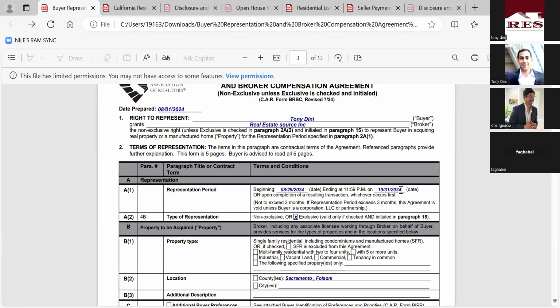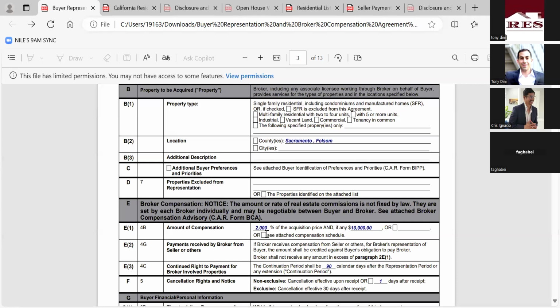One, obviously, is the 90-day that you guys should put here on section A1, but also section E1 4B, which is the big elephant. And you have an option of doing percentage or a flat fee. And one of the important parts is the continued right of payment for broker on involved properties. That one is very important because if a property agreement is canceled with you and a buyer, you can still technically get paid on properties you showed, but you have to send them a copy of all of the properties done within 5 days of canceling it.